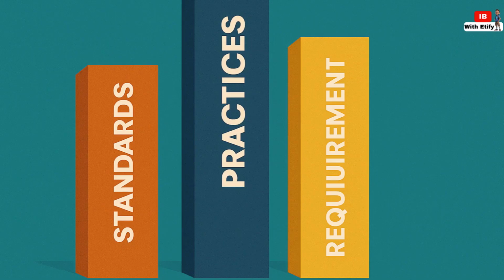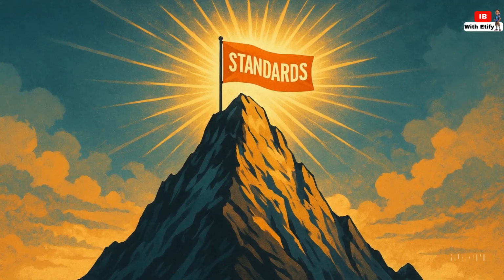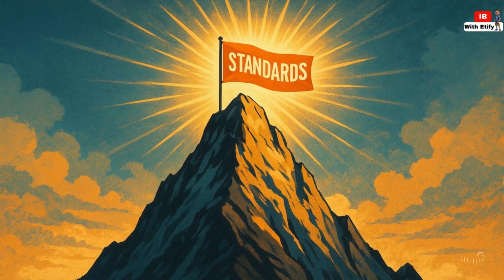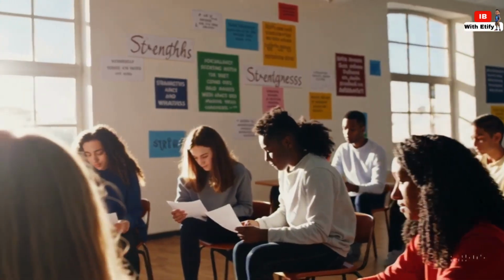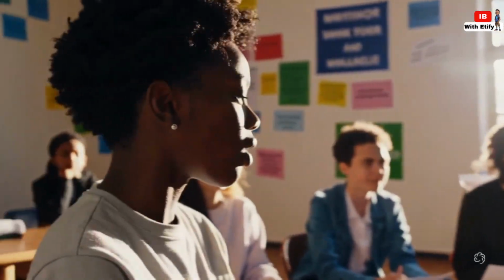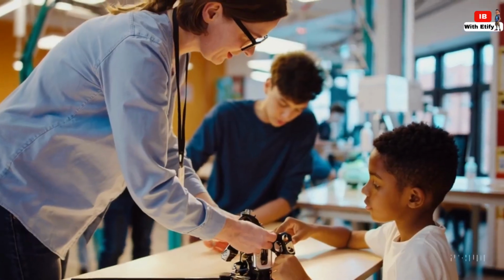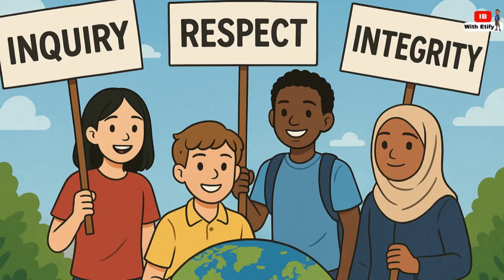So, the PSP is organized into three key elements: standards, practices, and requirements. Standards are broad, aspirational statements. They really capture the big picture of what IB values. For example, one standard states that schools must demonstrate commitment to the IB mission and philosophy. This isn't just about ticking a box. It's about showing that the entire culture of the school, from leadership decisions all the way to classroom interactions, reflects the IB's values of inquiry, intercultural understanding, and respect.